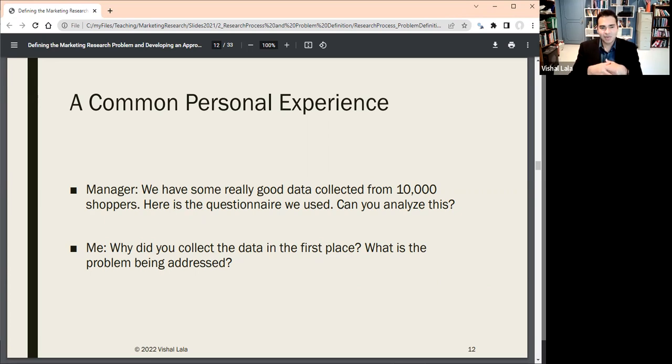My response to this frequently is, it's great you got this wonderful data, but do you know why you gathered the data in the first place? What was the purpose behind gathering the data? Knowing the purpose is really important.